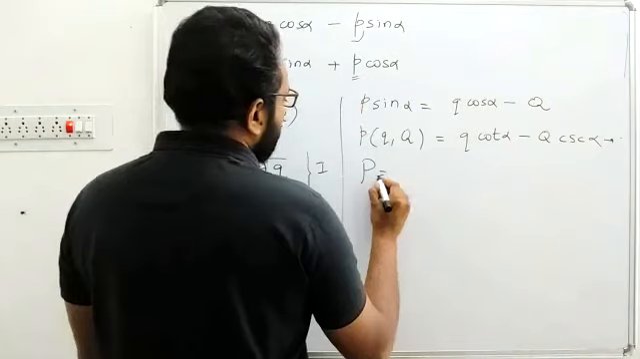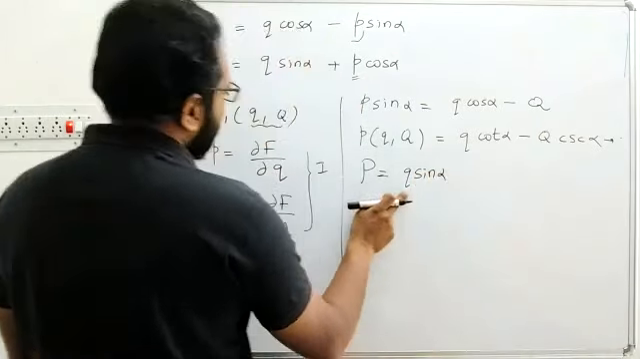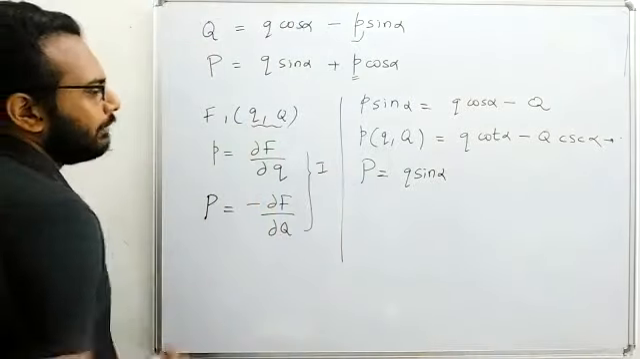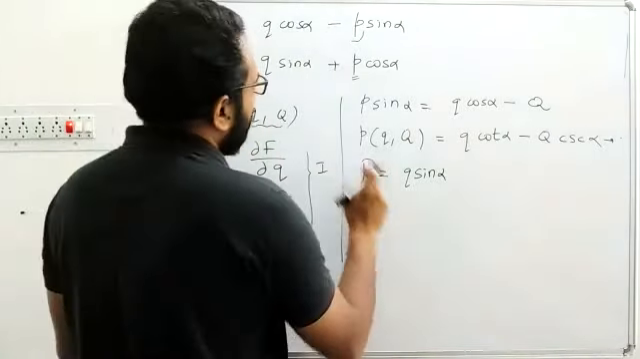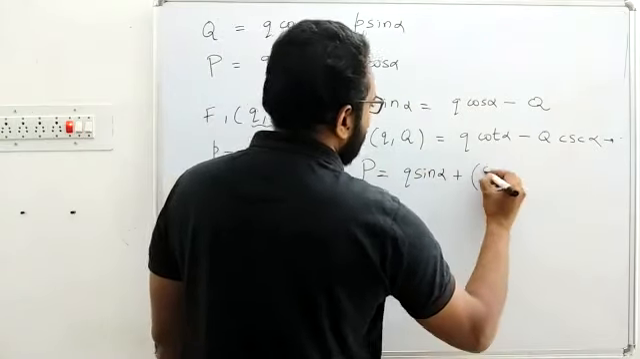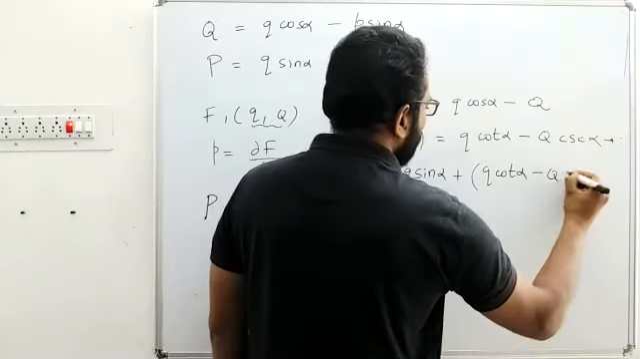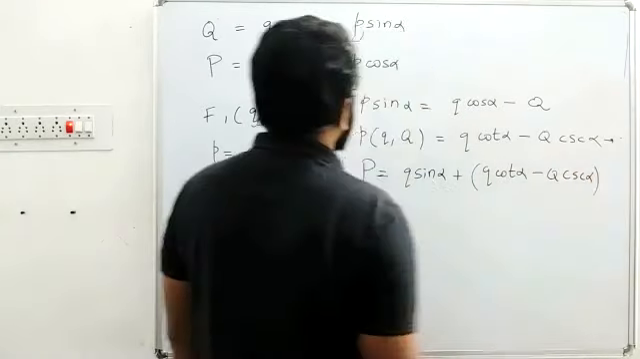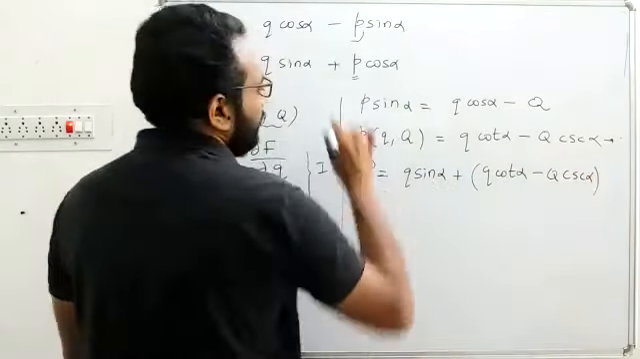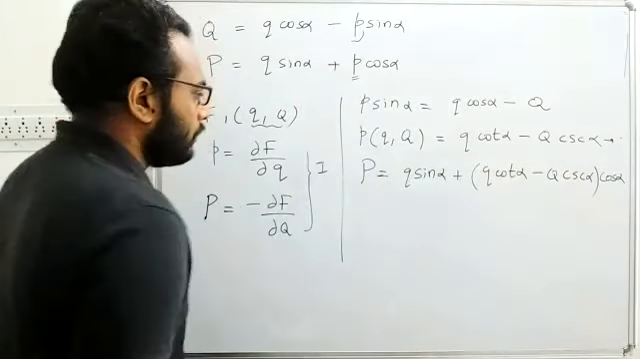All right. So capital P is equal to q sine alpha. This q is fine, all right, because we need it as a function of small q and capital Q. So this is q sine alpha plus, instead of p, what you write is q cot alpha minus capital Q cosecant alpha, and multiplied by cos alpha. All right. So we have got capital P as a function of small q and capital Q.